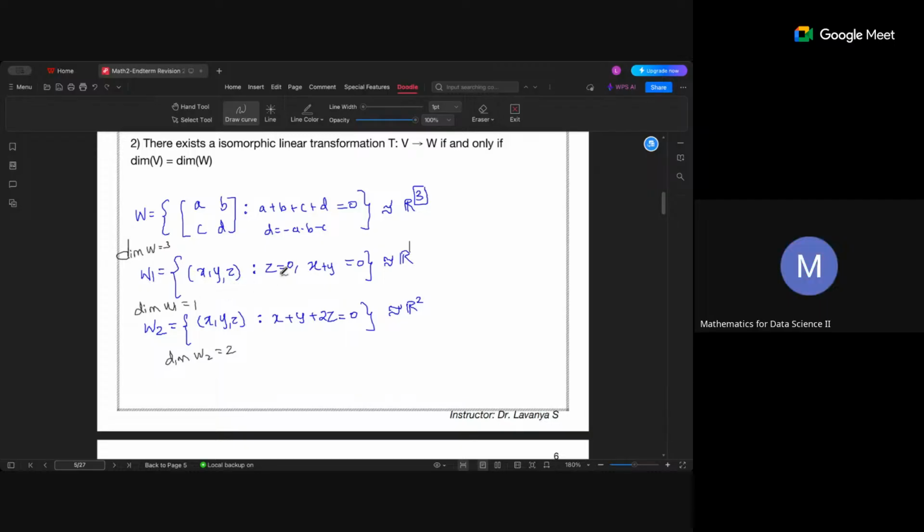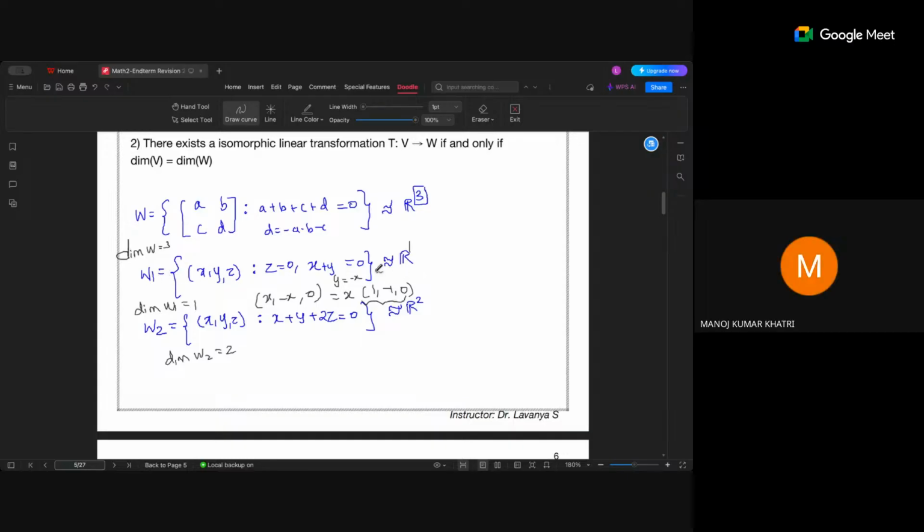See, in the second case, what's happening is that z is 0, so the third coordinate is 0. So you have x and y is minus x. So only one variable is here. So you can take this x common and then you have (1, minus 1, 0), and this will form a basis for this space. Okay, ma'am.